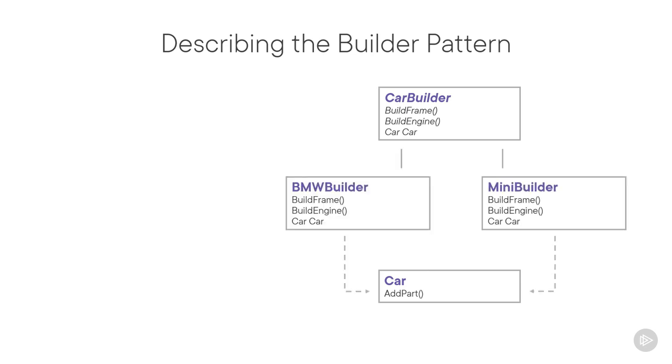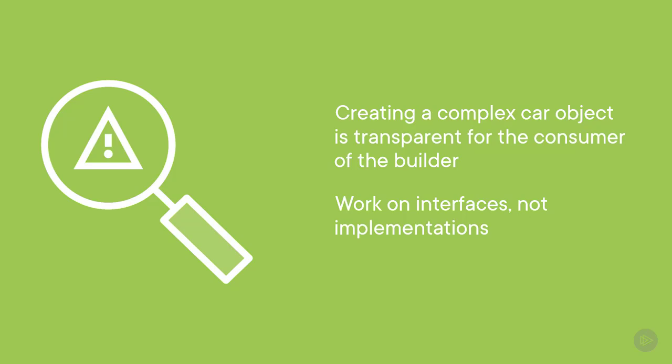And then we'll have different implementations of this builder. One for building a Mini, one for building a BMW, and so on. Important here is that these different implementations still have the same methods. So, creating the complex car is transparent for the consumer of the builder. No matter which builder implementation is used, it has to call into the same methods. This is possible because, just as with other patterns in the creational pattern category, we're working on interfaces and not on implementations. We've again avoided tight coupling.